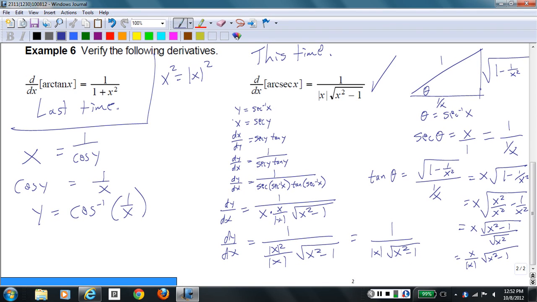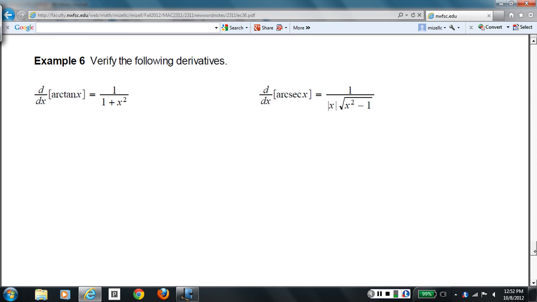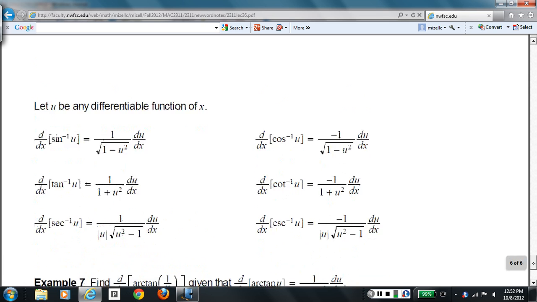Is this something we derive? I don't think so. But what you will want to do is memorize. If you memorize 3, I think you get the other 3 for free. And let's see if that's the case. Buy 3, get 3 free. Yeah, it sure is.